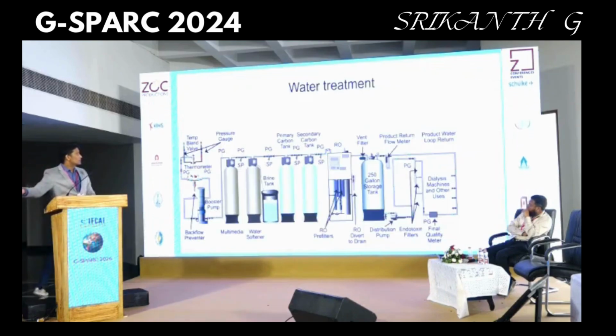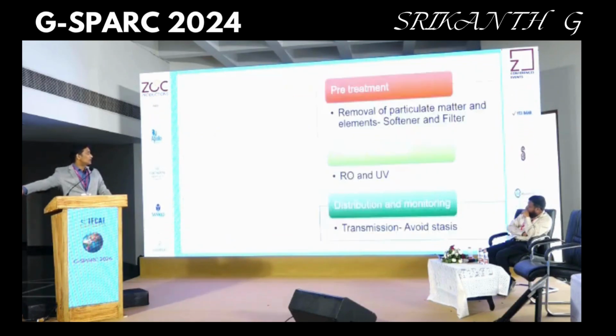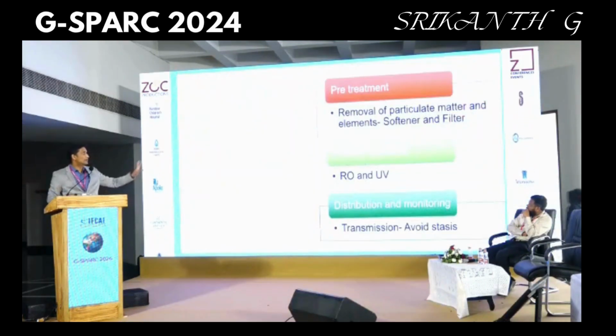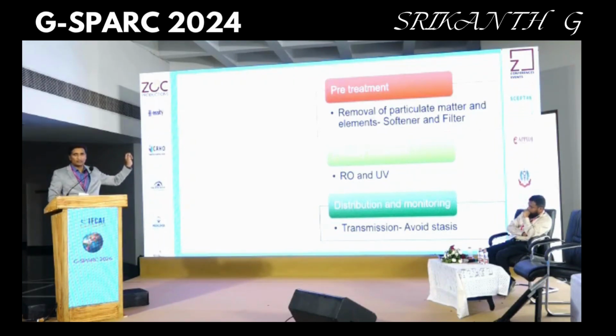Okay, so this is a water treatment unit. I will not go into details to confuse you much further. It is enough to understand that the water treatment unit has three main parts. The pre-treatment, where the particulate matter and elements like chlorine and chloramine are removed. The primary treatment, which is what you have in most of your home units also, the reverse osmosis with ultraviolet exposure. And the last one is distribution and monitoring.